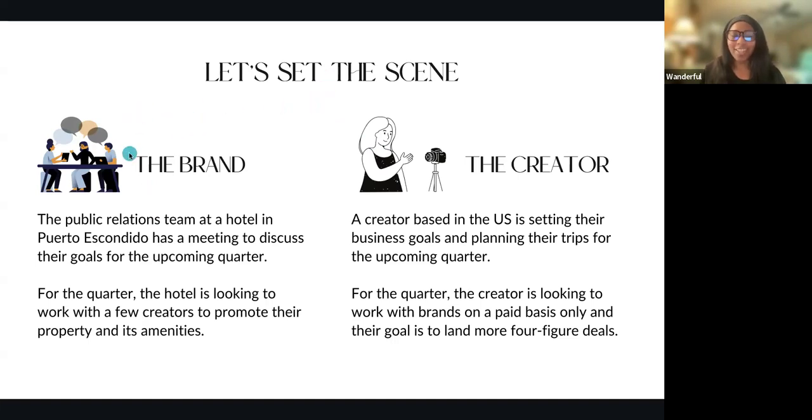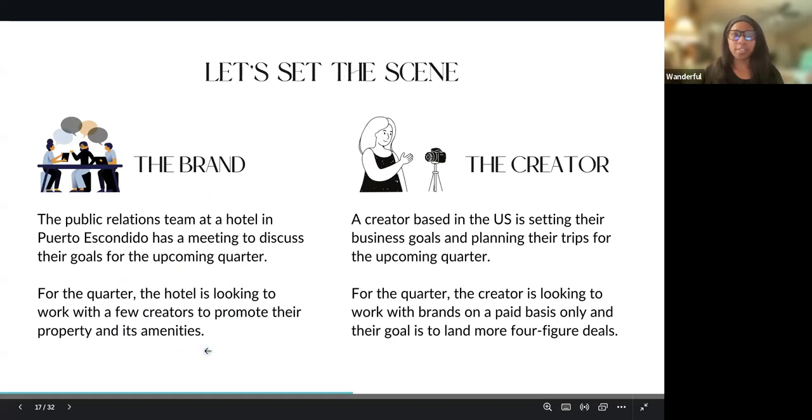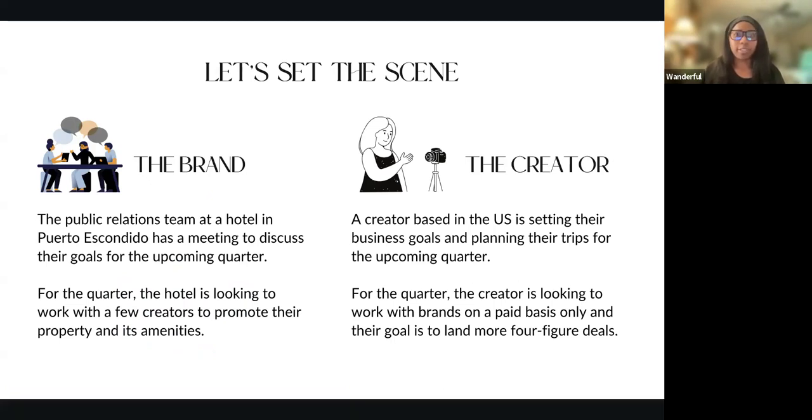On the brand side, a public relations team at a hotel in Puerto Escondido has a meeting to discuss their goals for the upcoming quarter. So think hotel in beautiful Puerto Escondido. It's in Mexico. It's gorgeous. They want to work with creators for their upcoming quarter. A quarter is 3 months. For the quarter, the brand is looking to work with a few creators to promote their property and its amenities. So nothing too fancy here. It's not like they're opening a new restaurant or opening the hotel in general. They just want more creators to show what makes them unique out of their competitors.